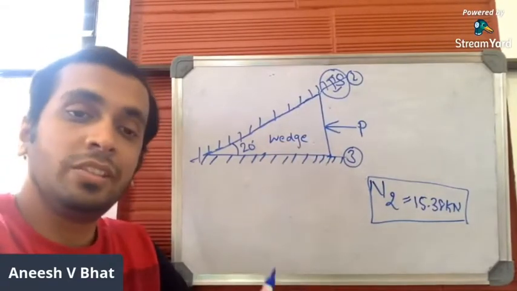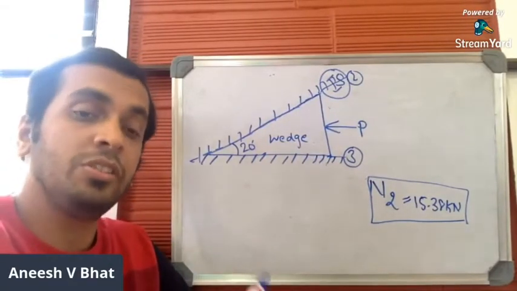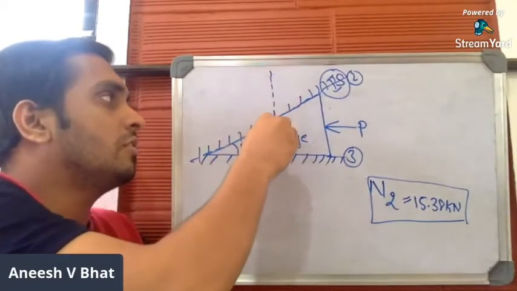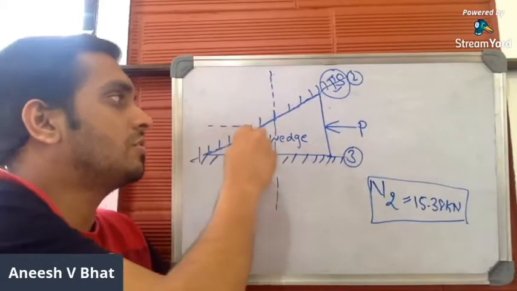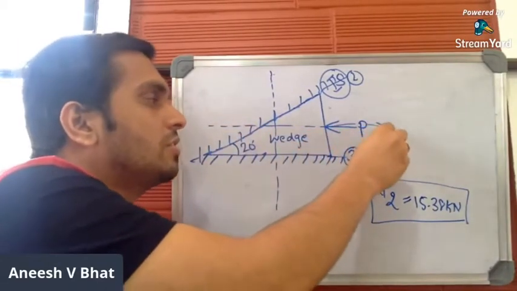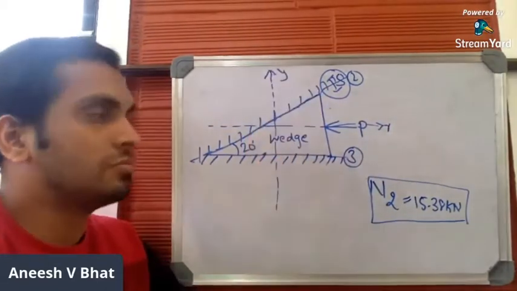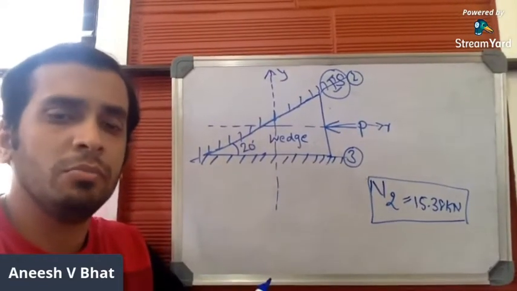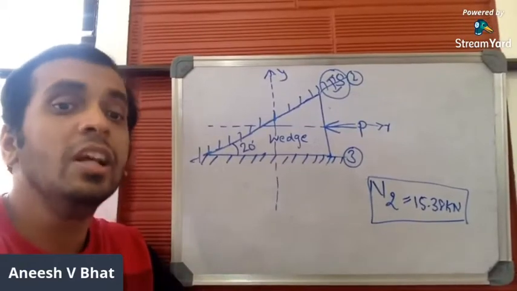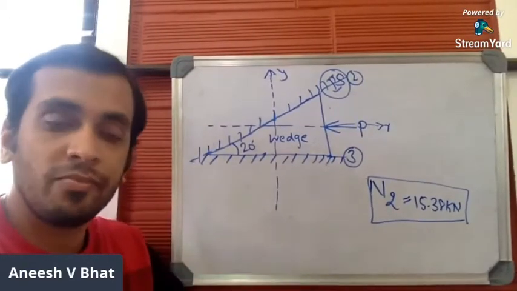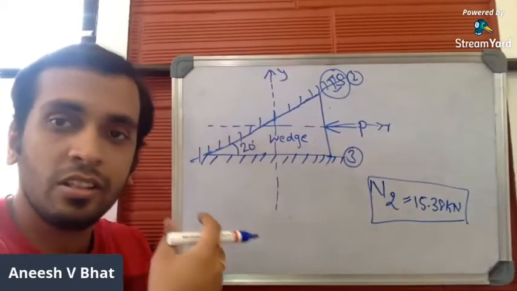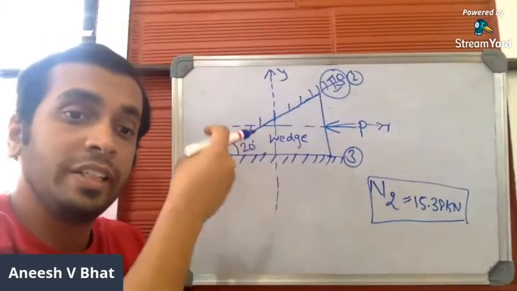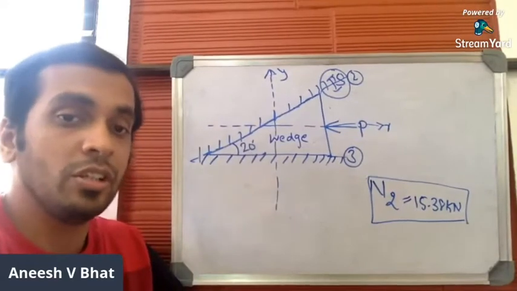Once you consider the wedge, you have to draw the free body diagram for the wedge. In order to draw it, you have to draw the coordinates. Here, the self-weight of the wedge is not given. In this particular problem, the self-weight of the wedge is not mentioned, so if it is not given, you can ignore the self-weight. No need to mark the self-weight here. You can straight away go with the normal reactions.